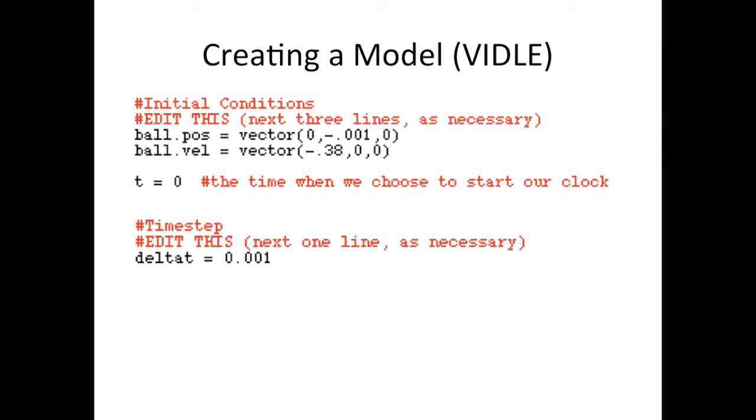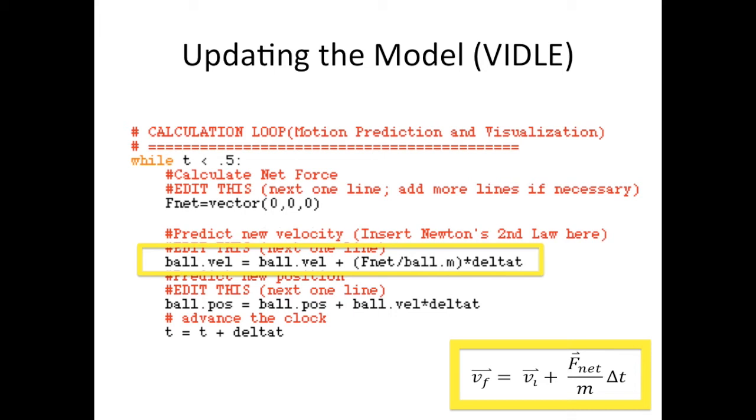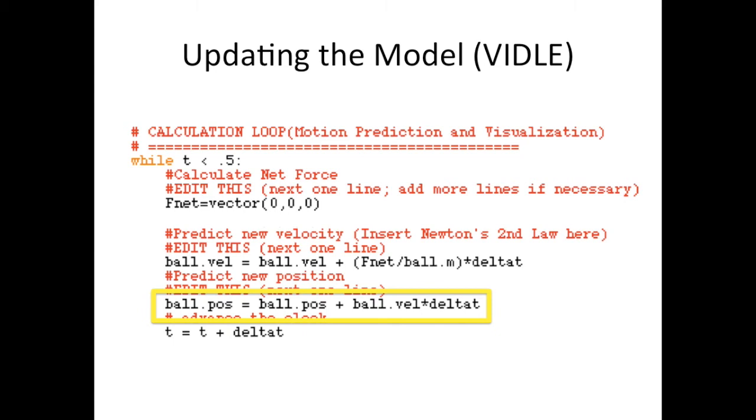I used the starter code in VIDLE to obtain a model of my prediction. First, I initialized and set my properties with data I calculated from my observation. Next, I had to update my model. I set the duration of my loop to equal the time I observed in my video. I set fnet to equal the zero vector. I inserted Newton's second law to update my velocity. I further rearranged Newton's second law to update the position. And then I advanced the time.